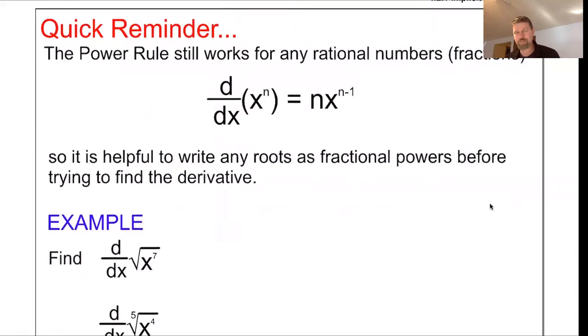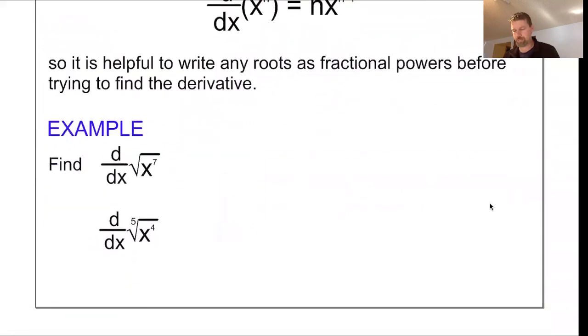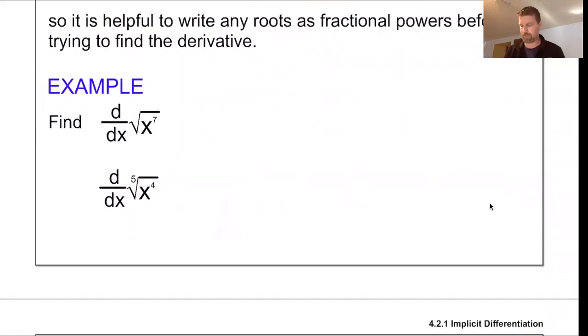The only other thing is a quick reminder, there's going to be a few problems on today's homework like this and like this. This is just a quick reminder because it's been a while and sometimes students forget. If you are asked to do that, that's not implicit differentiation at all. There's no y in there that I need to worry about. It's just saying, hey, take the derivative of the square root of x to the 7th.